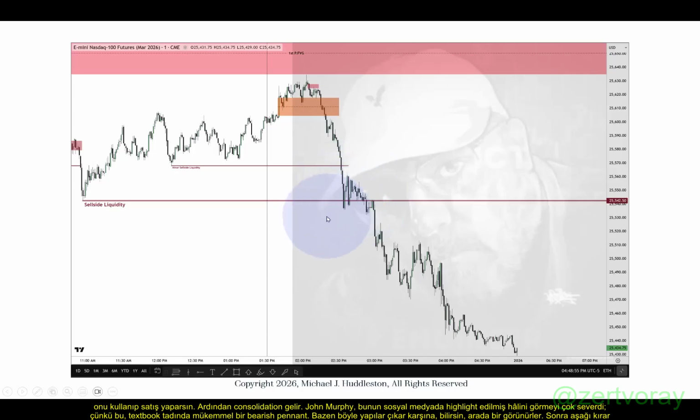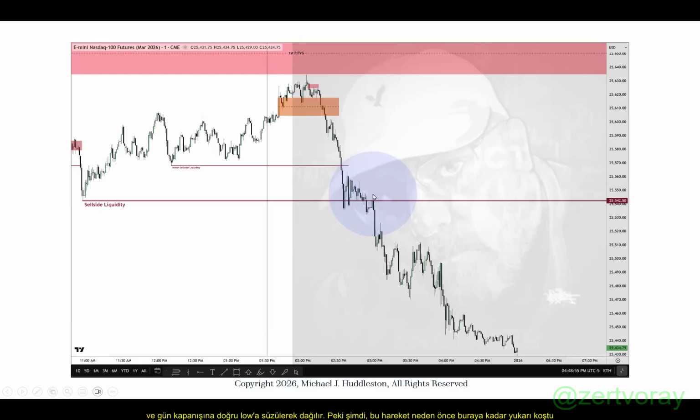John Murphy would love to see this highlighted on social media. It's a perfect bearish pennant. They occur sometimes. It breaks lower and then just fizzles out into the low going into the close of the day.